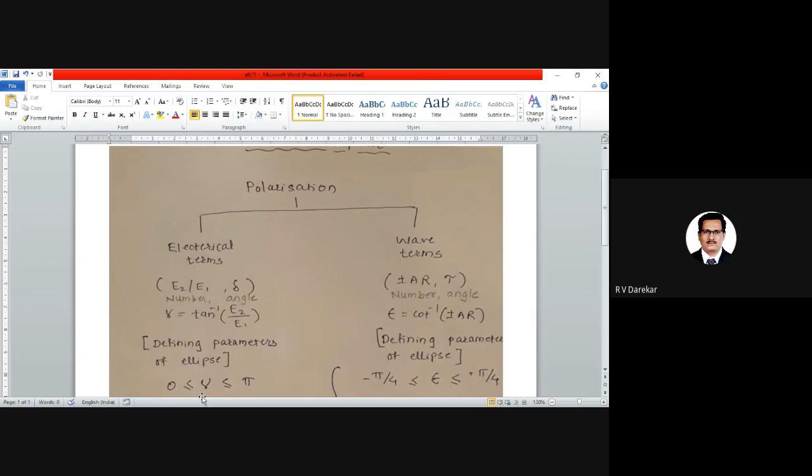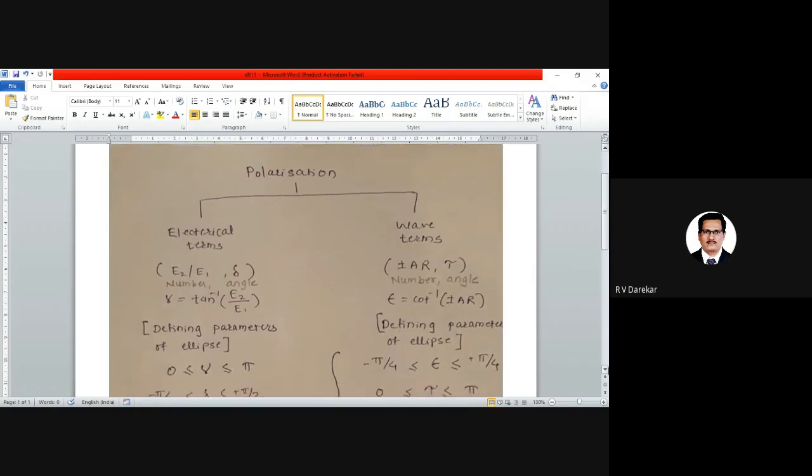defining parameters of ellipse. And here we can see the range of gamma is ranging from 0 to pi, because for general ellipse that we can consider as a reference, half of the ellipse will be repeated after completion of half semi-cycle, and remaining portion will be similar. Therefore, here we can say that gamma will be ranging from 0 to pi only.